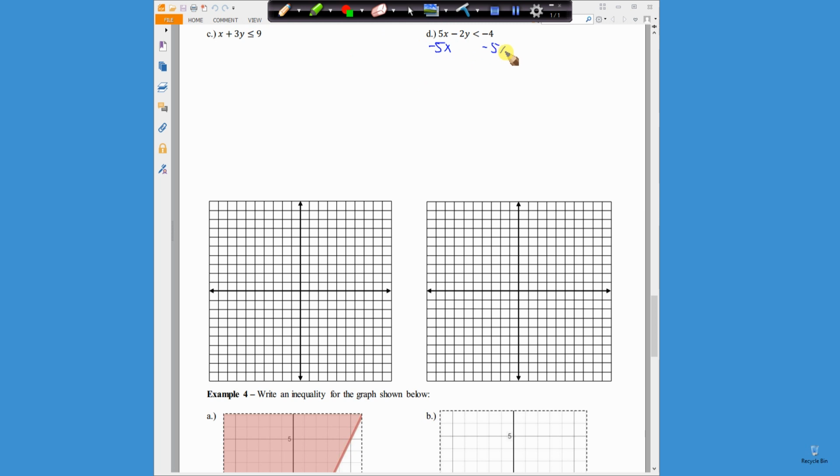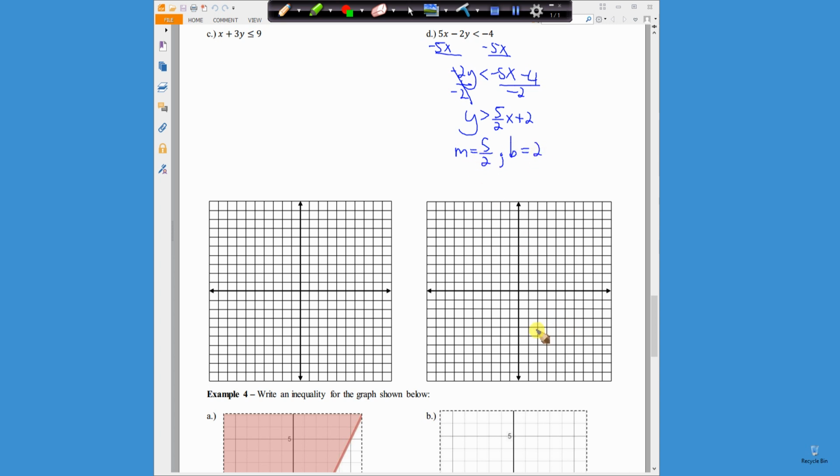So I'm getting something like this, and divide by -2 on both sides. So remember, I'm dividing by a negative, so this has to switch. And so my slope becomes 5 over 2x plus 2. So slope is 5 over 2, and my y-intercept is 2.